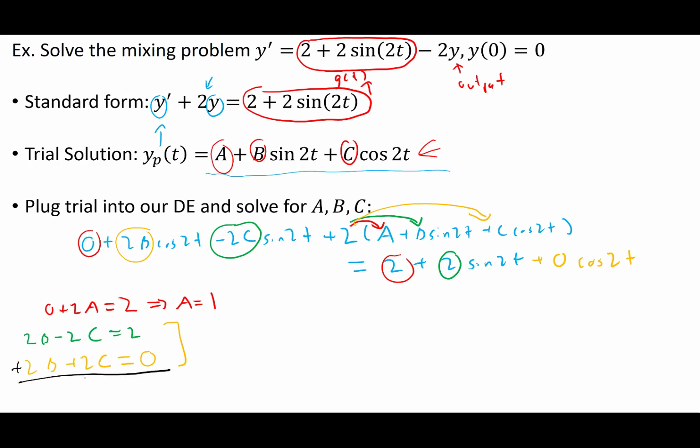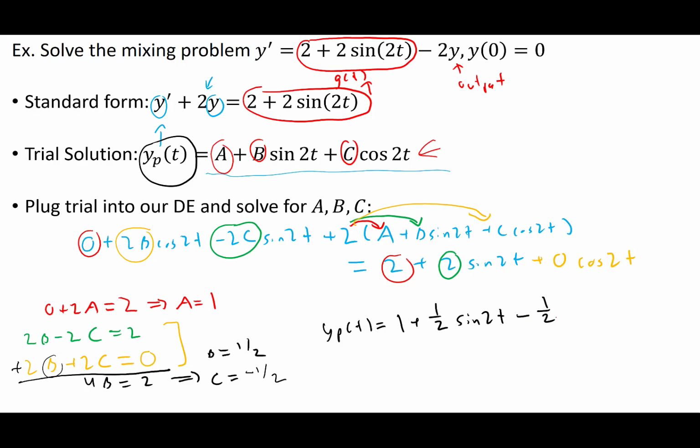I'll add them together and get 4b equals 2, which leads to the solution b is 1/2. And plugging that in for b into the second equation and solving for c yields c equals negative 1/2 as well. Finally, combining all this information, plugging in the values for a, b, and c into my formula for yp of t, we obtain a particular solution as 1 plus 1/2 sine 2t minus 1/2 cosine 2t.